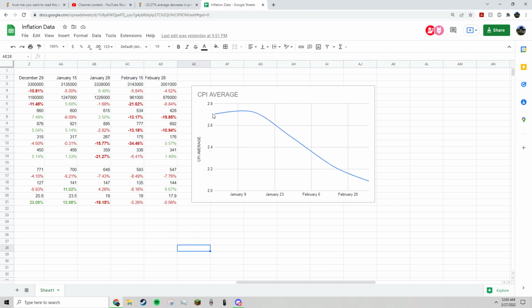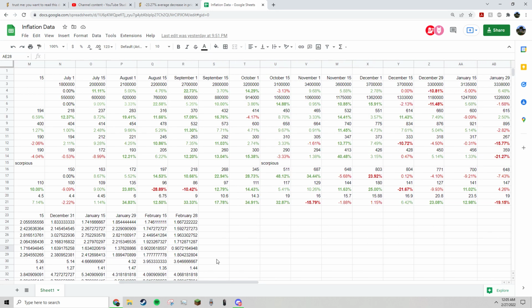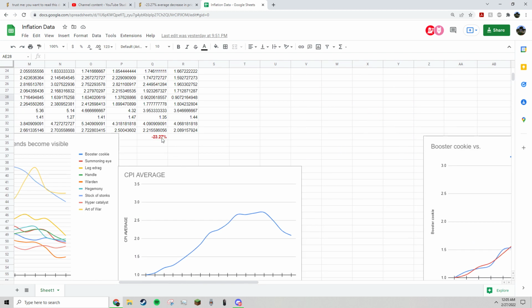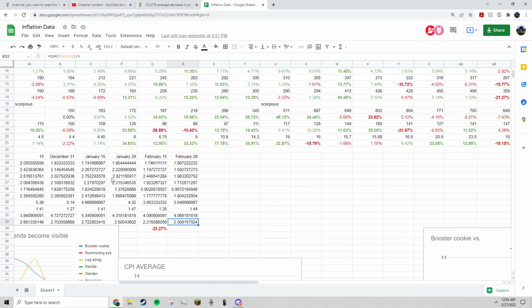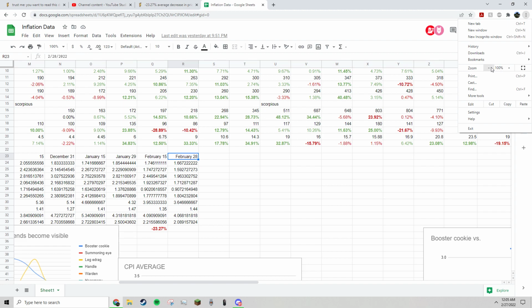You can see it's just beginning and then down. And this for the last month and a half is actually 23%. Like if you divide this by this, which is from January 15th to February 28th, it's 3 weeks, or not 3 weeks, month and a half. I don't know why I said 3 weeks. Three blocks. And then, 23% down on average prices, which is kind of crazy.